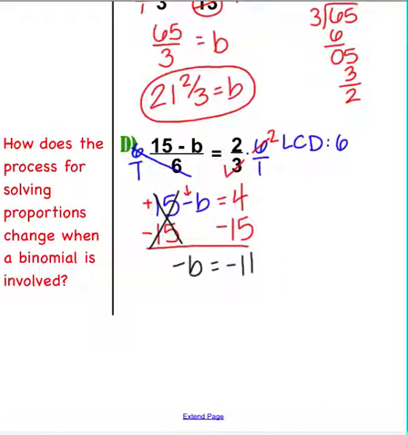Now, a lot of you are inclined to stay there. However, remember we need a positive b for an answer. So if you get up to a point where you have a negative variable, that's like having that invisible 1 there. So we're going to divide by negative 1. And by dividing by negative 1, it cancels those, which gives us b. And negative 11 divided by negative 1 is 11.